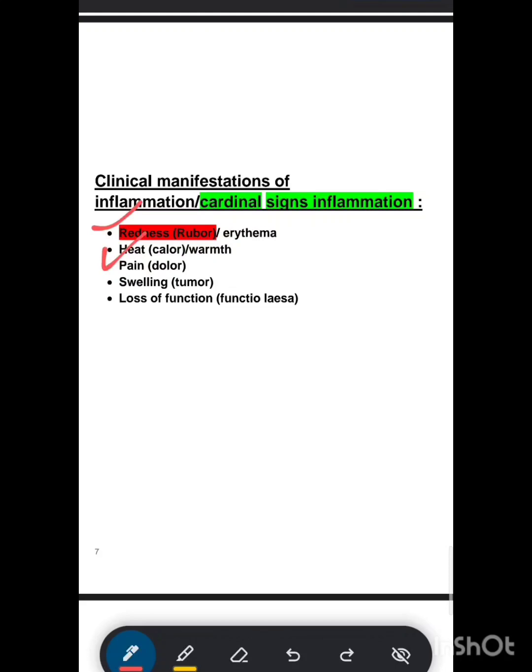And next is swelling, also known as tumor, as fluid shifts from the interstitial space to outside and fluid accumulates, and it forms tumor. Next is loss of function, or functio laesa. It is due to swelling and pain, causing temporary loss of a particular body organ's function.